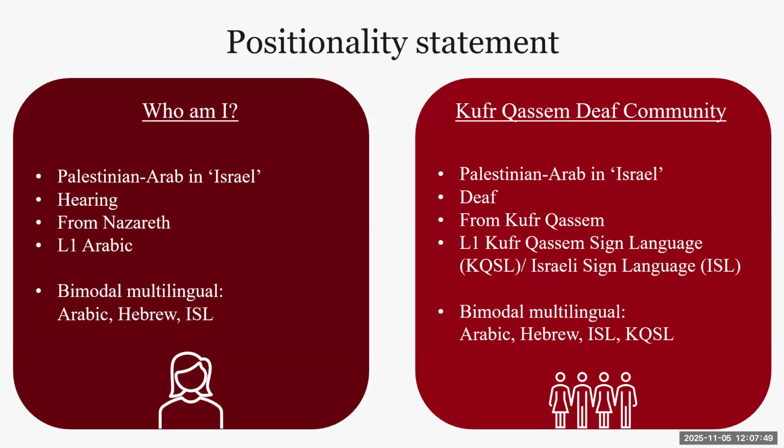So the reason why I'm presenting this is because who you are as a researcher is not necessarily just an outsider or just an insider. For someone like me, for example, in some aspects of my identity, I'm an insider, so I'm Palestinian Arab like them, but in others, I'm an outsider. So I'm hearing, they're deaf. And I'm going to go back to this point at the end of this presentation.